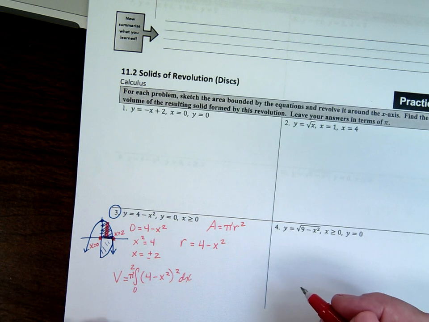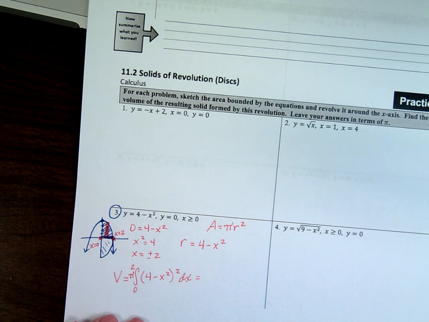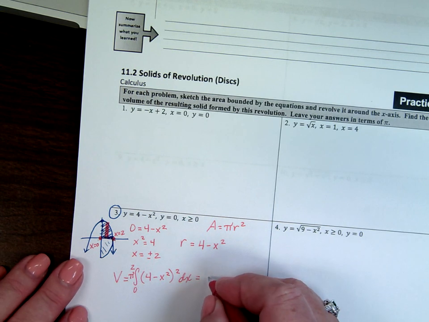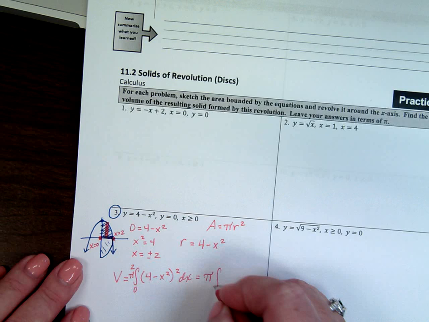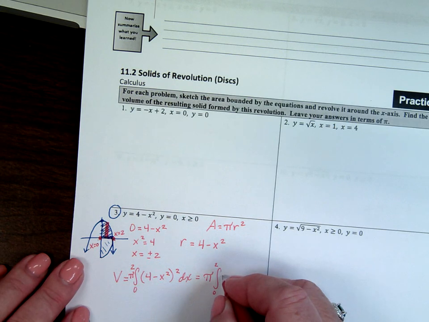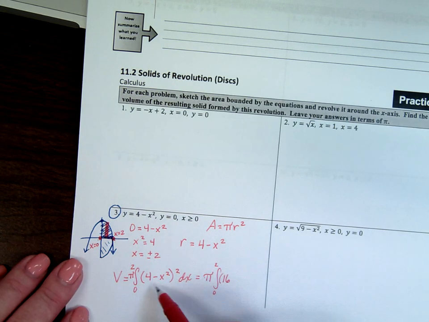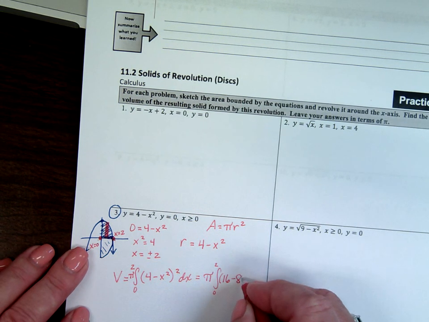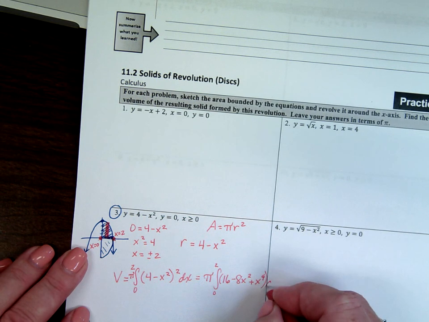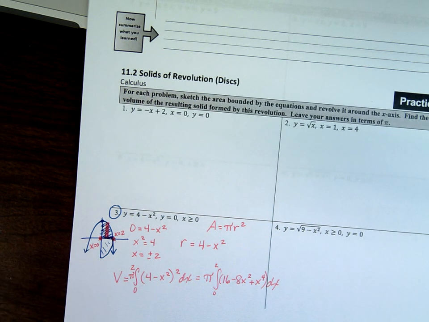All right, so we'll try doing this one by hand. If I were to square this out, so I've got the pi and the integral, I'm not ready to substitute in yet. I'm going to square this. So 4 squared is 16. 4x squared and another 4x squared gives me a minus 8x squared, and then plus x to the fourth. Now I did that kind of fast. All I did was FOIL.